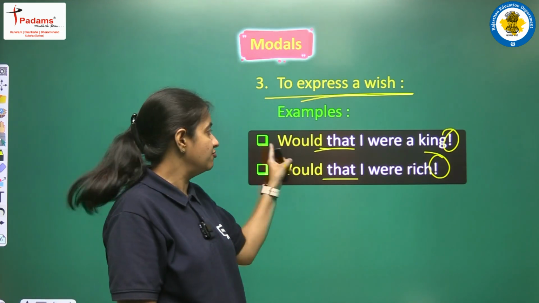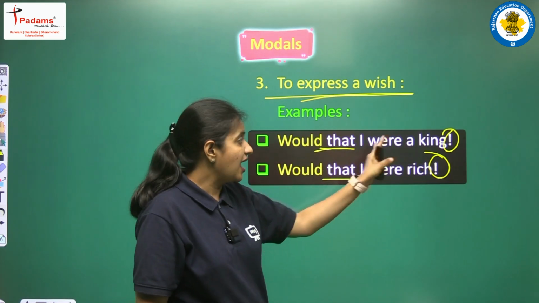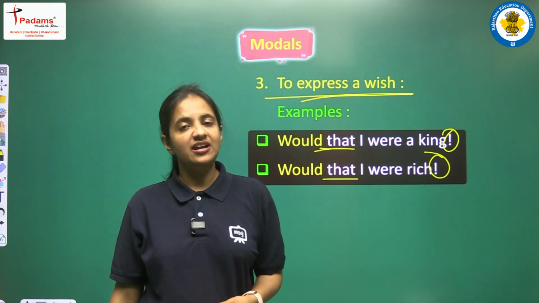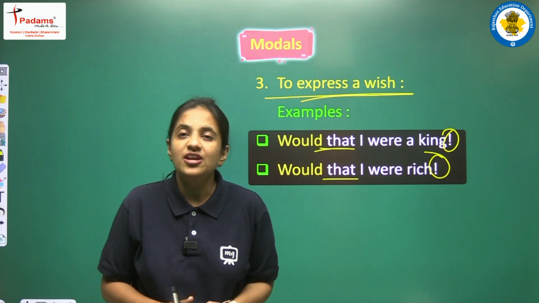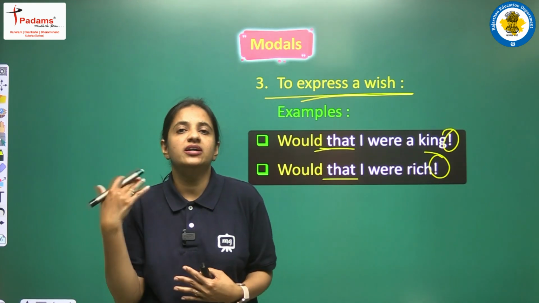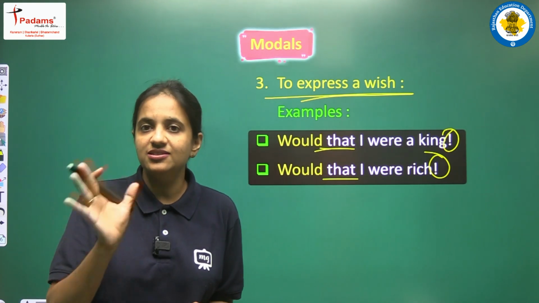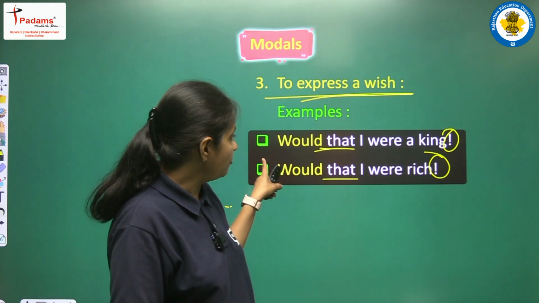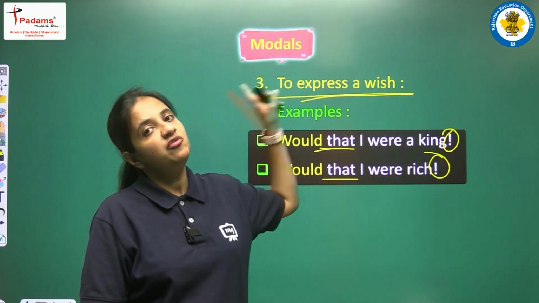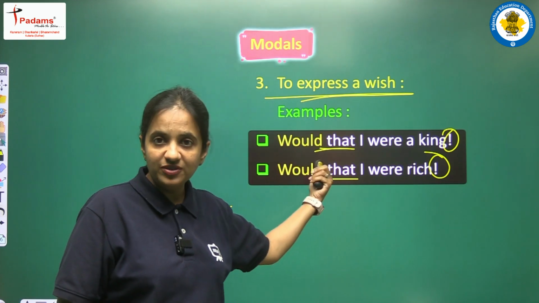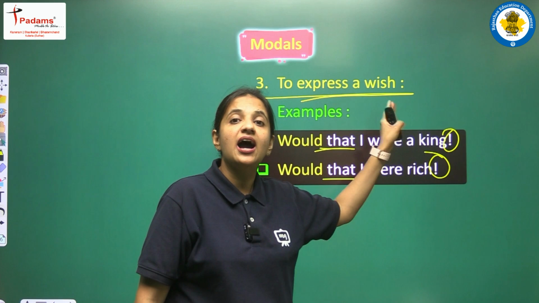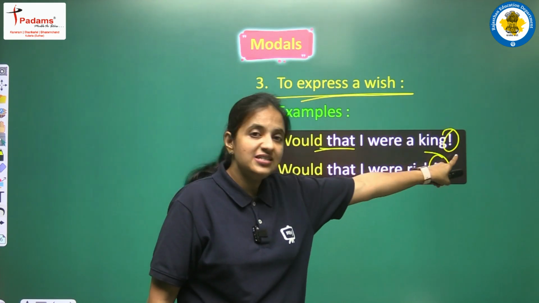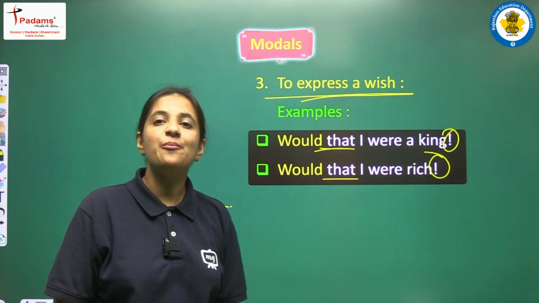So let's take the first one, would that I were a king. So here we are trying to show our wish, and we are saying that I really wish that I were a king. So we are showing this wish of ours, and for that we are using this structure. We are using would in the beginning of the sentence, then we have to write that, and after that we have to write our wish, and at the end of the sentence, yes, one exclamatory mark.